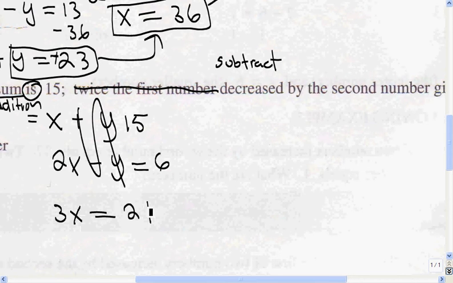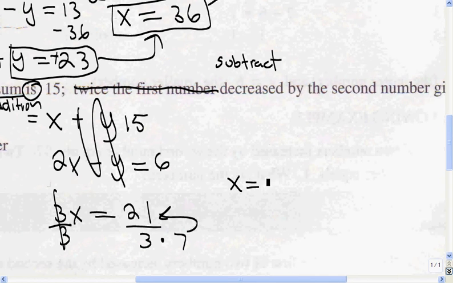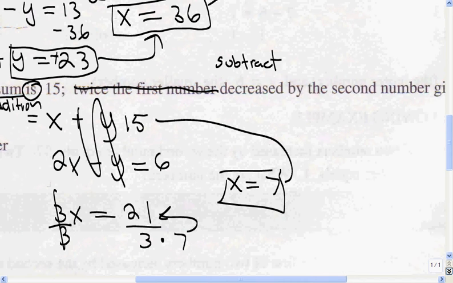Okay? Now to solve for x, I divide by the coefficient of x, which is 3. Divide by 3. And 21 divided by 3 equals 7. Because 3 times 7 equals 21, so I know that my answer is 7. So x equals 7. And then I grab 7 and plug it into either of the two equations.